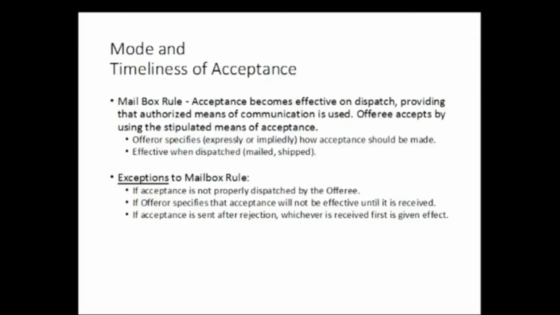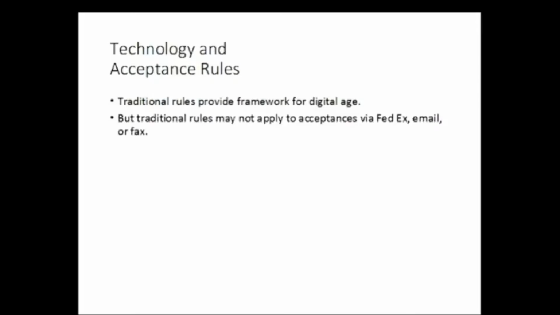And this was where the offeror expressly says how acceptance should be made, and it's effective when it's dispatched, mailed or shipped. Exceptions are, if it's not properly dispatched, I don't put the check in the mail. If the offeror specifies that it will not be effective until received, not when you mail it, but when I actually get the $3. Or if the acceptance is sent after rejection or a withdrawal.